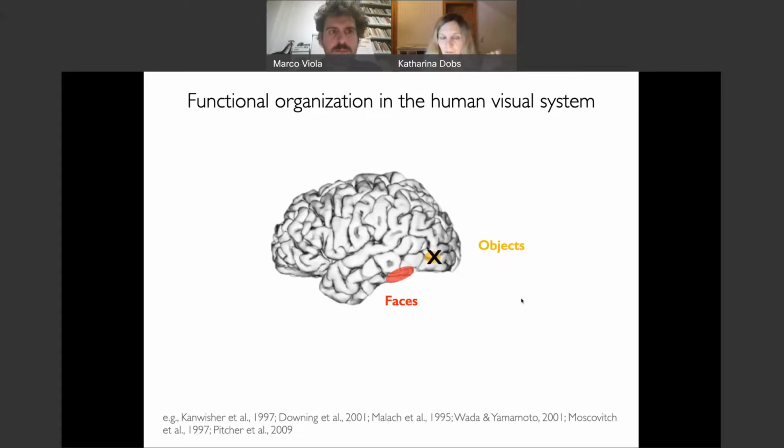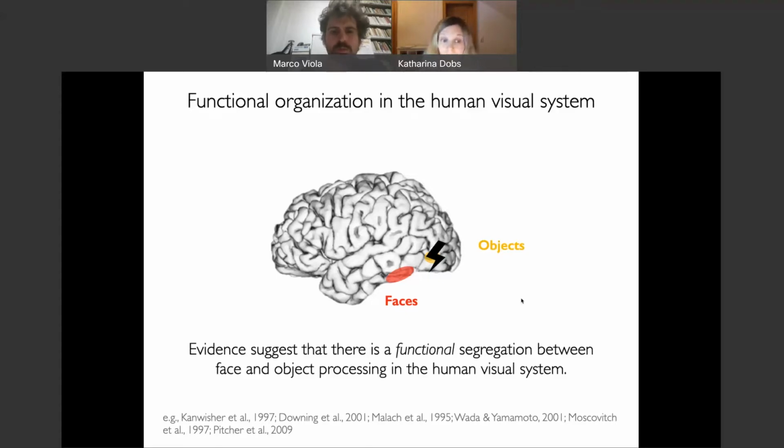And the same has been found for patients that have lesions in their object processing system, that's more processing shapes and so on. They're impaired in recognizing objects, but their face perception system is still fine. And that has also been replicated using TMS, so transcranial magnetic stimulation, where you zap certain locations of your visual system, and you can also impair one task but not the other. So there seems to be a double dissociation, and this evidence suggests that there is a functional segregation between face and object processing in the human visual system.